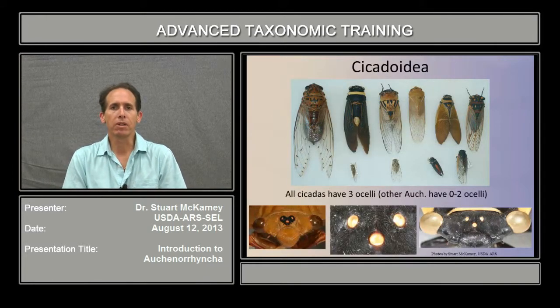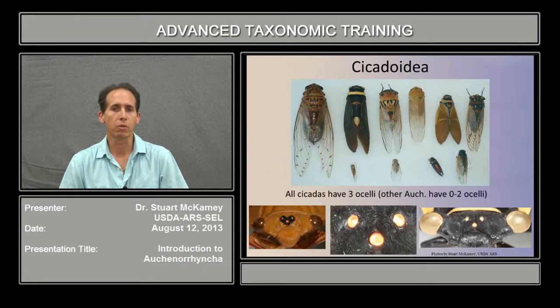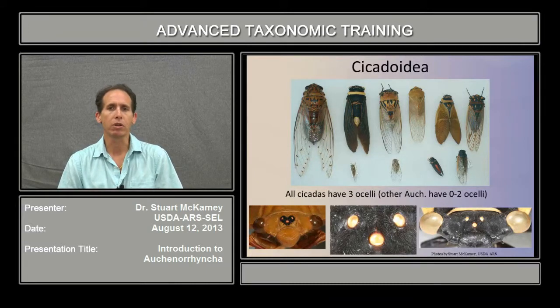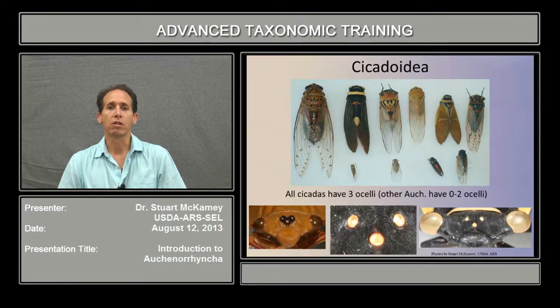The first superfamily is Cicadoidea, or cicadas. There are three families, and no matter what the size or color, they pretty much all look like cicadas. So if you have any doubt, you can count the number of ocelli on the vertex. There are three, as opposed to 0 to 2 in the other groups. There are two fulgoroid families that have a third ocellus, but it's down on the face, on the frons. So cicadas are the only group with three ocelli on the vertex, and that's all I'm going to say about cicadas.